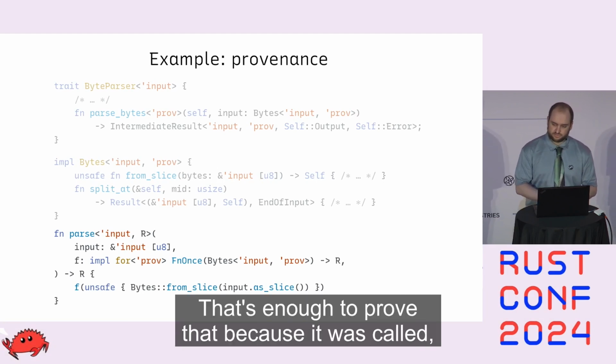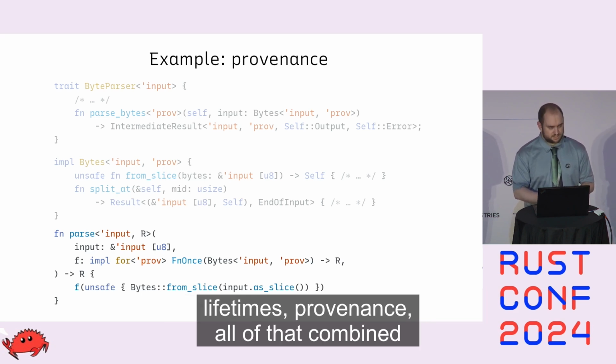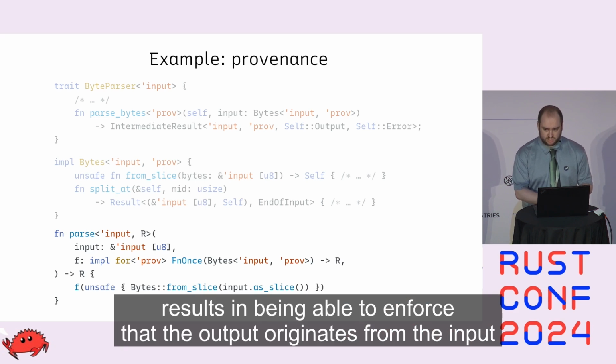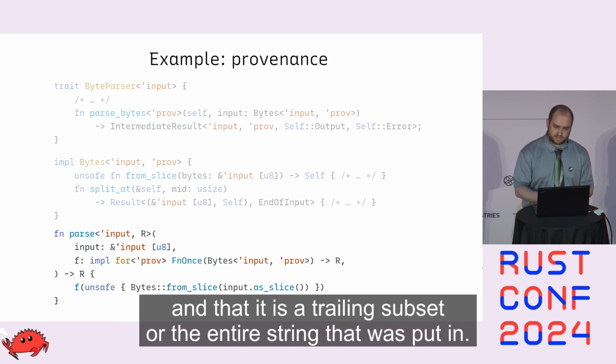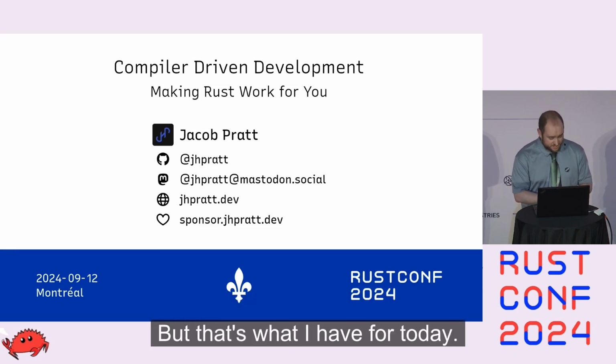That's enough to prove that because it was called, following a series of steps through the trait system, closures, lifetimes, provenance, all of that combined results in being able to enforce that the output originates from the input and that it is a trailing subset or the entire string that was put in. So that's pretty complicated, I'm not going to lie, but that's what I have for today.